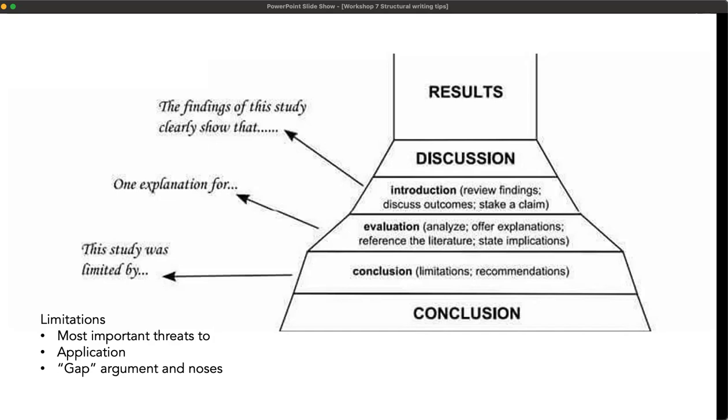It looks like I didn't quite finish what I was writing here in the corner, sorry. Most important threats to inference is what this should say. So your whole study is trying to test some empirical idea. Now that you've seen the whole course of the study, how should the reader think about it?